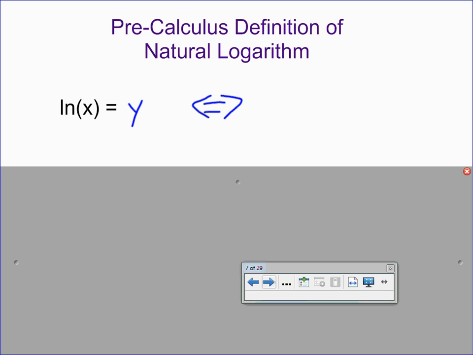And so we could rewrite this in exponential form. Ln of x is equal to y if and only if base of the logarithm e to the exponent y, because the logarithm is an exponent, is equal to what? x, absolutely. So our pre-calculus definition for a natural logarithm is that ln of x equals y if and only if e to the y equals x. And we'll use that in the next couple of days.